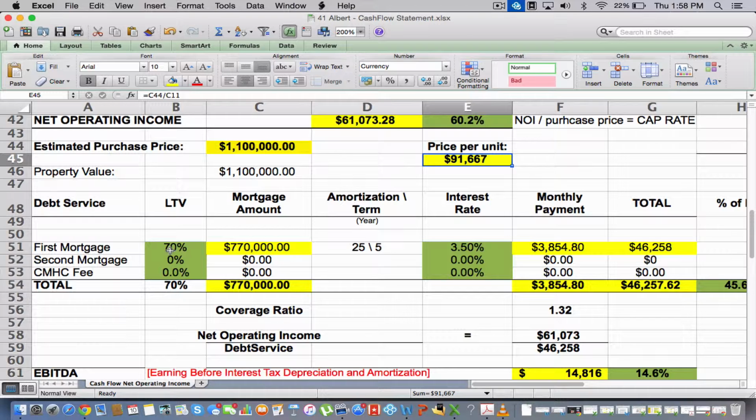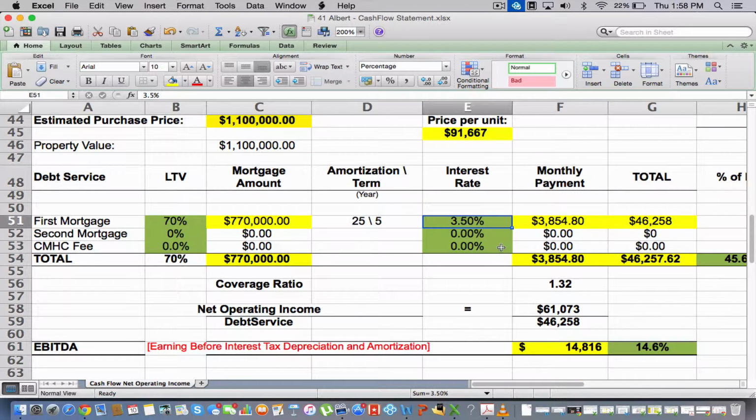Okay, so very easily for this type of property, I would expect 70%, 70 to 75, and I'm taking a worst case scenario. I would expect 25-year amortization, 3.5% or less. Okay, and so that can give me a worst case scenario on what my debt service will look like. If it gets any better, it's all the better for me.